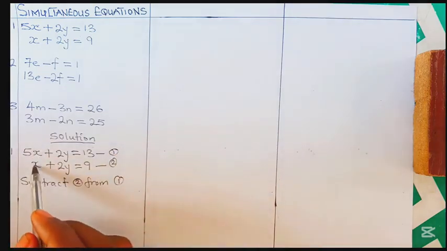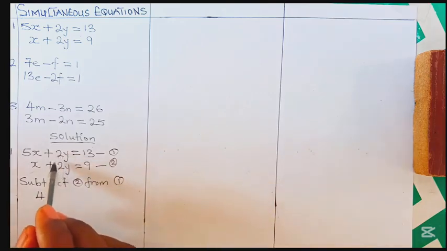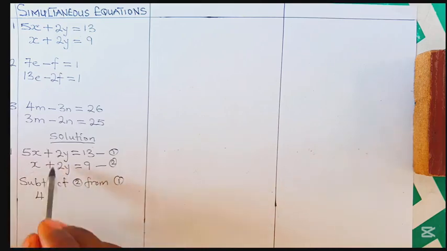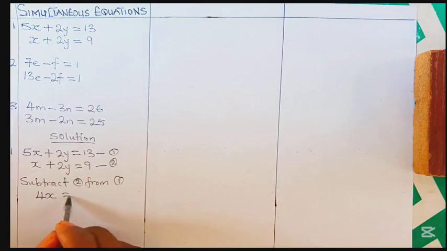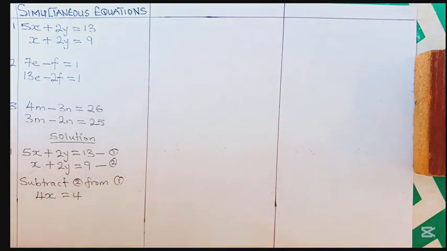So 5x minus x, we have 4x. 2y minus plus 2y, minus and plus will give us minus. So we have 2y minus 2y, we have 0. So y is eliminated. Now equal to 13 minus 9, we have 4. So 4x is equal to 4. Now to get our x, we have to divide both sides by 4, which is the coefficient of x. Divide this side also by 4. 4 will cancel 4. And our x now will be equal to 4 divided by 4 is 1.